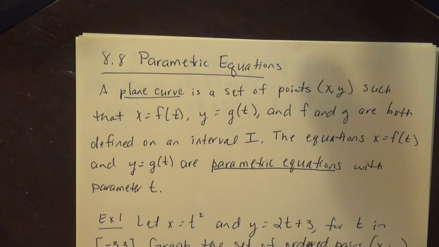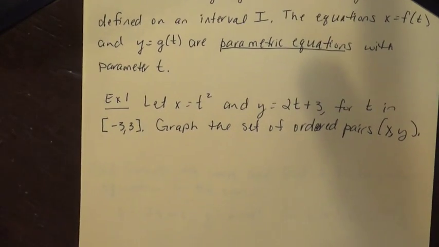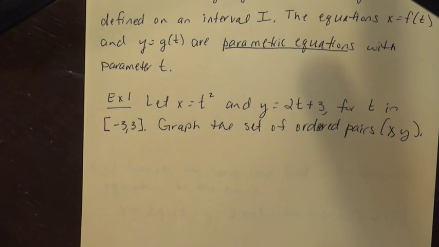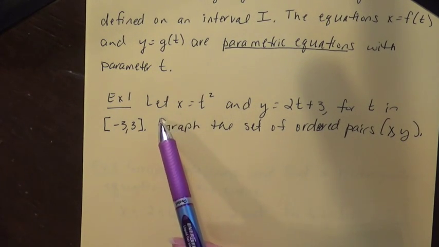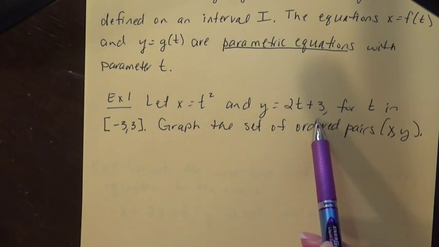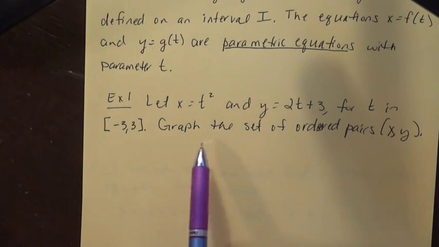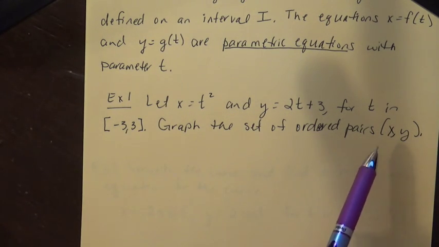This sounds more complicated than it is. It's actually pretty simple to work through these types of problems. In example 1, we're asked to let x equal t squared and y equal 2t plus 3 for t in the interval from -3 to +3. Graph the set of ordered pairs x, y.